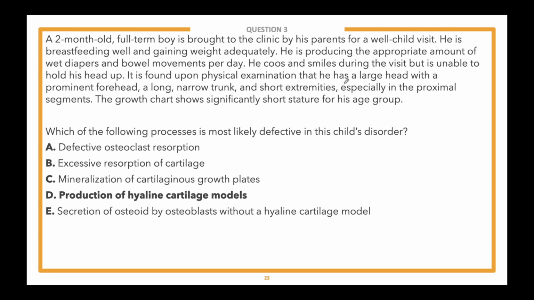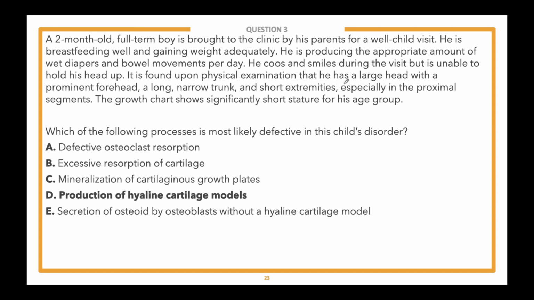Answer choice C, mineralization of those cartilaginous growth plates. If you were to have a defect in bone mineralization, you can see that in rickets in children or osteomalacia in adults. However, signs and symptoms of that would include those classic bow legs, bead-like costochondral junctions, or a soft skull, which we refer to as craniotabes, none of which we have here.